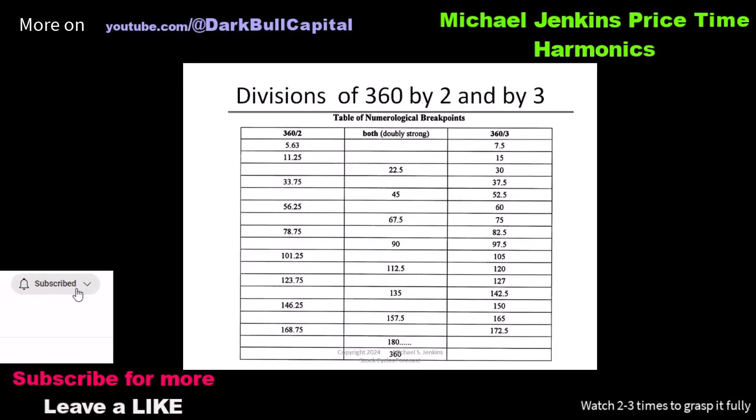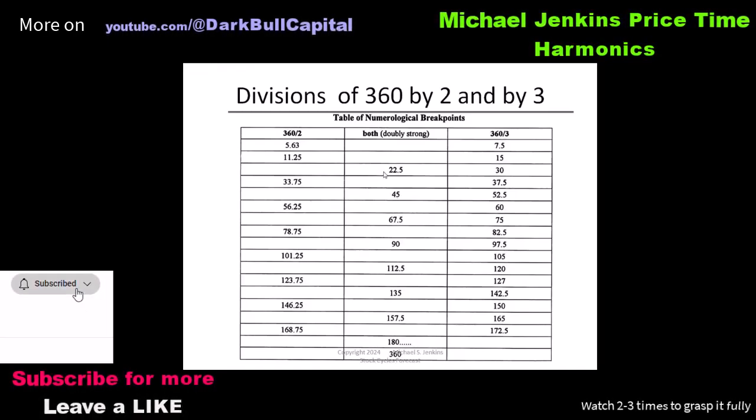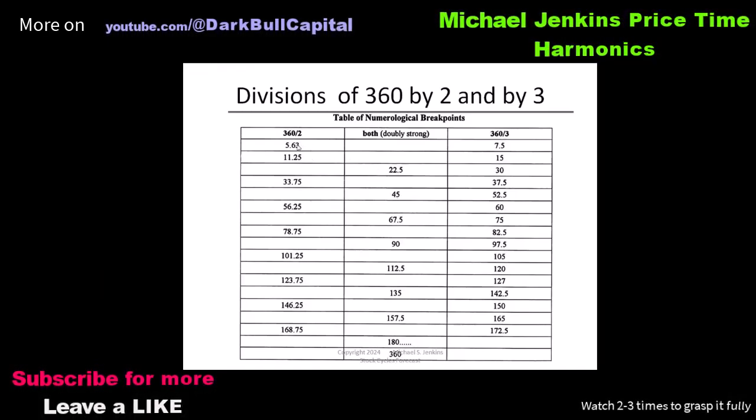It breaks down to the harmonics of 360, the degrees of a circle. Now you can divide 360 by 2. If you divide 360 by 2, you get 180. Divide that by 2, you get 90. Divide that by 2, 45, 22 and a half, 11 and a quarter, 5 and 5/8, 2.8125.